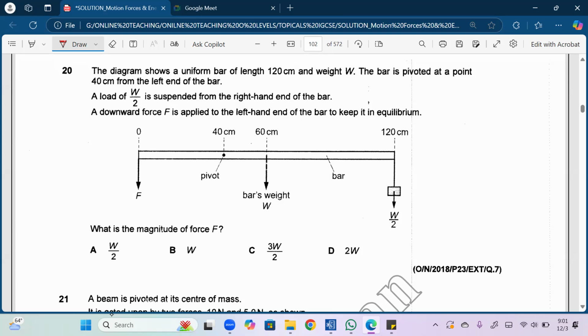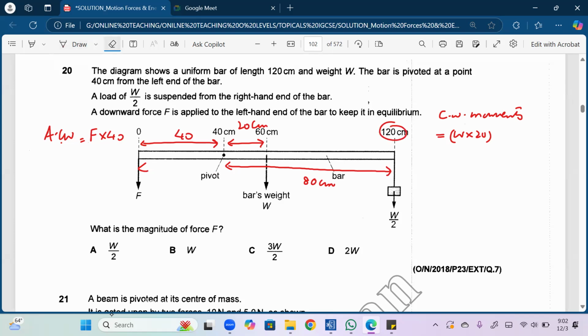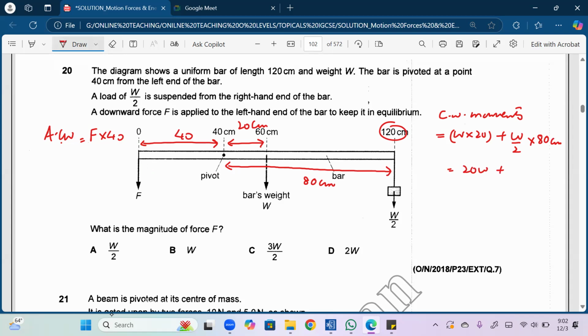So what are the clockwise moments? Anti-clockwise moments are equal to F times 40. This is 40 actually. And clockwise moments are equal to W times 20. This is 20 centimeters. And this is equal to 80 centimeters, because from here to here it was 40 and the rest would be 80 in order to make 120 centimeters. So plus W by 2 times 80. So it is 20W plus 40W. It is going to make 60W.